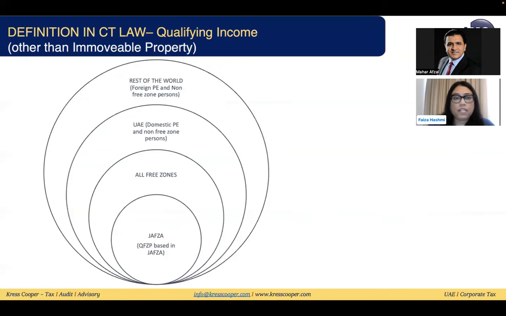So we can see that other than immovable property, the qualifying income can be for a person who's based in a free zone. All free zone income would be considered as qualifying income. And UAE domestic PE and non-free zone person, they can do transactions with that. And the foreign PE are considered as the rest of the world. So domestic PE is considered as those that are inside UAE mainland.